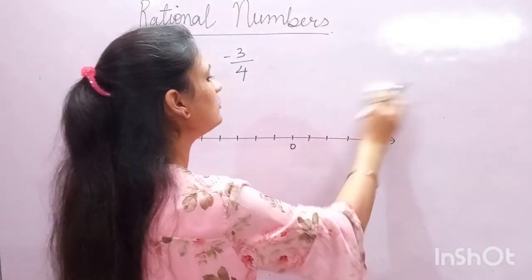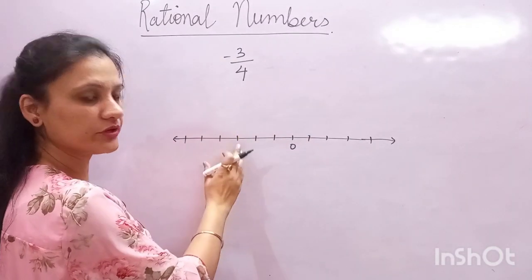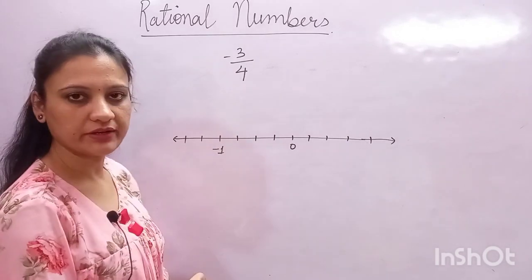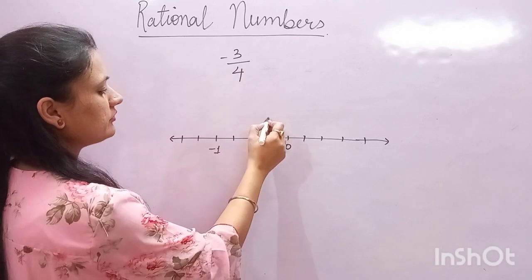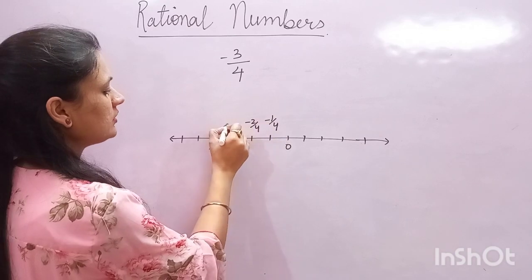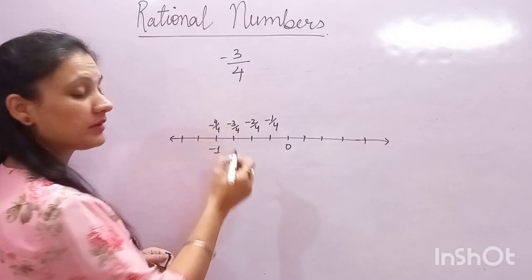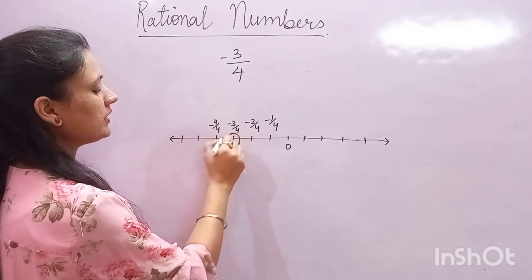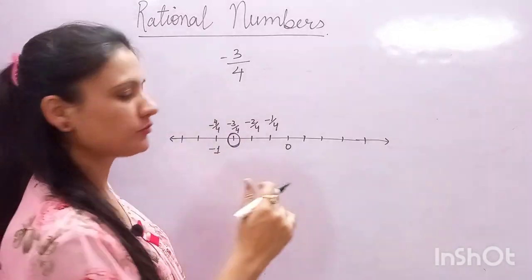Now what is the denominator here? 4. So we are going to divide this part of the number line into 4 equal parts. So 1, 2, 3, 4. We write minus 1 here. So here first is minus 1 by 4, minus 2 by 4, minus 3 by 4, and this is minus 4 by 4. Minus 4 by 4 means minus 1. So where does it lie? Minus 3 by 4 lies here. Right? Understood?